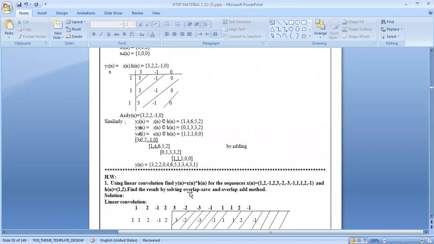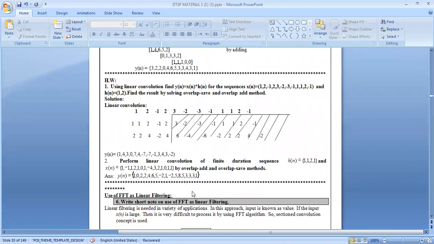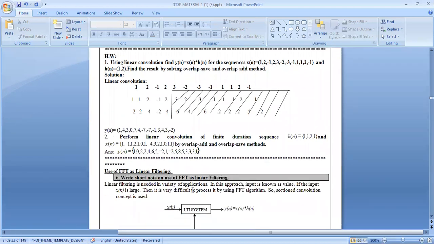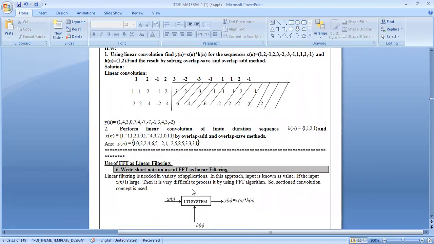So this is the way to compute the overlap save method and the overlap add method. Now a short note on the use of FFT for linear filtering. Linear filtering is needed in a variety of applications. If the input x of n is very large, it is very difficult to process using the FFT algorithm, so the sectioned convolution concept is used in order to use the FFT for linear filtering. By that, unit 1 gets over.